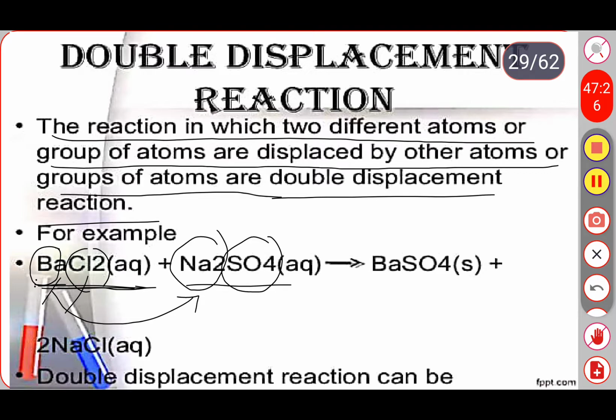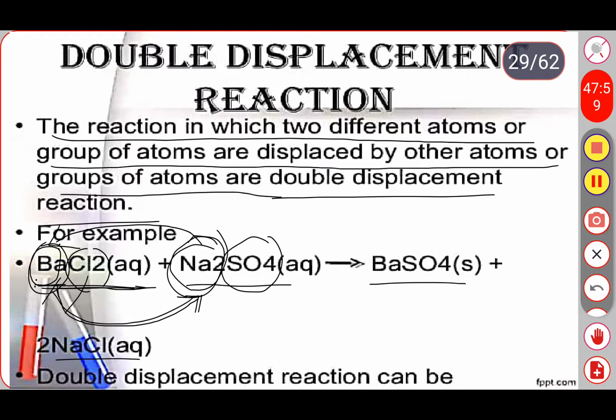Finally, just take this Ba to the other compound and it forms barium sulfate and sodium chloride. It means the positive ions displace their positions. See here, you will get some more idea with the help of this image.